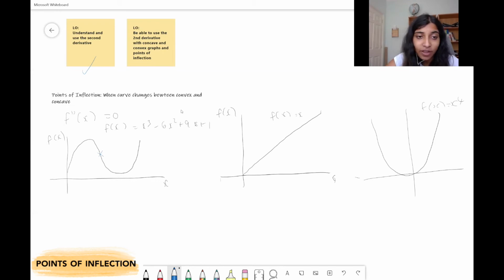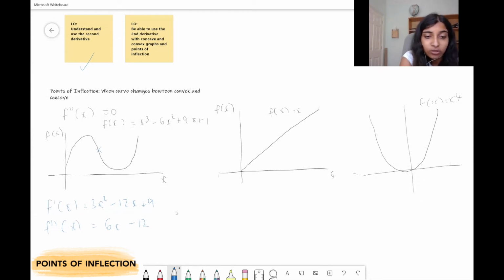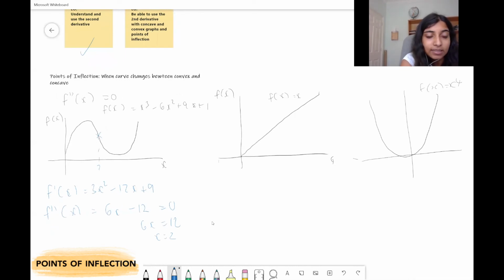If we were to find this point, first we take the first derivative of f(x). That would be equal to 3x squared minus 12x plus 9. Now if we take our second derivative, that would be equal to 6x minus 12. And we know that a point of inflection occurs when our second derivative is equal to 0. So if we solve this, we get 6x equals 12, so x is equal to 2. Our point of inflection here is when x is equal to 2.